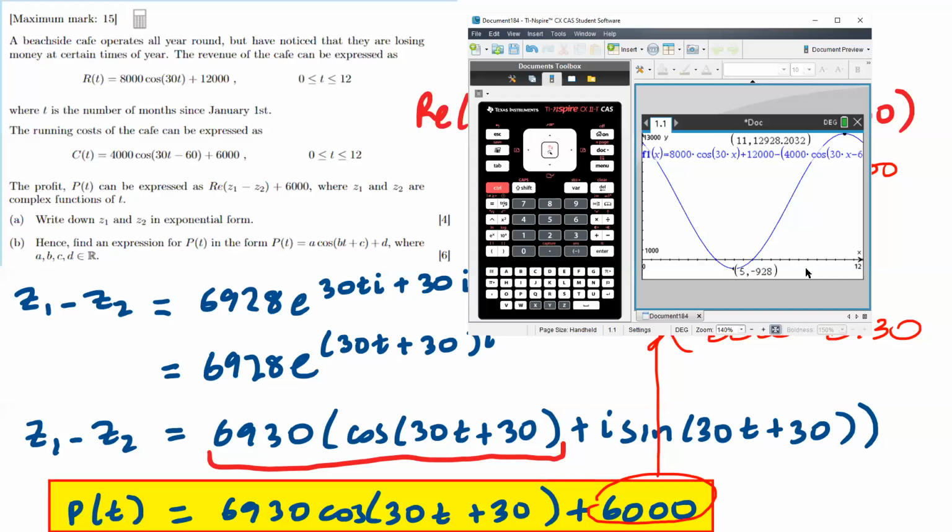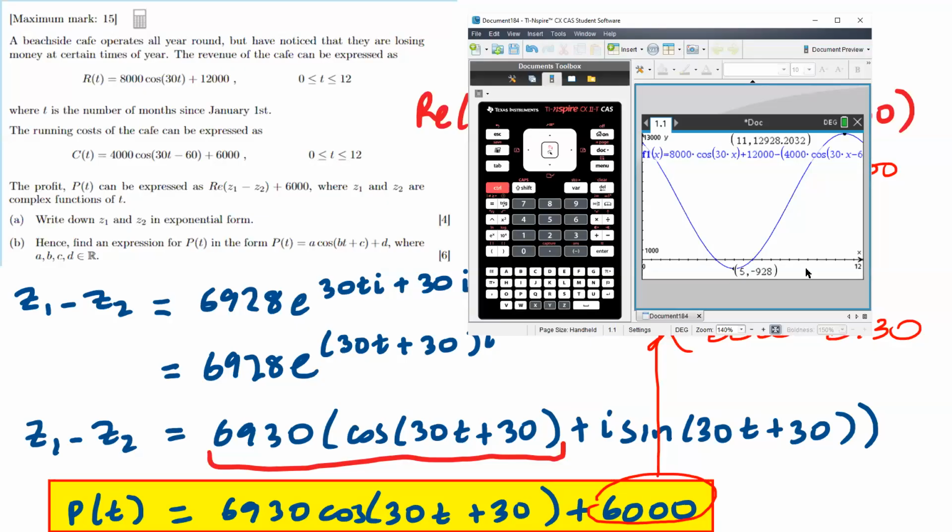But doing it this way around, we didn't know what the amplitude or the principal axis was. We're doing this the other way around. Rather than using the amplitude and the principal axis to find the minimum and maximum, we're using the minimum and maximum to find the principal axis and the amplitude.